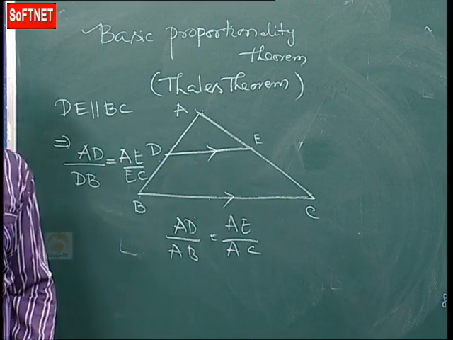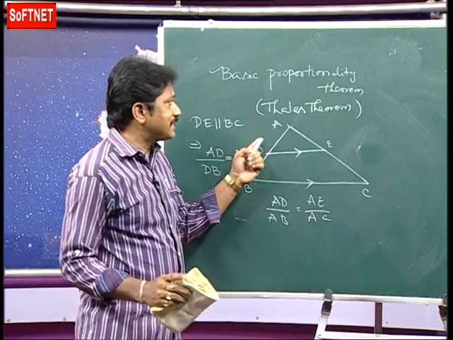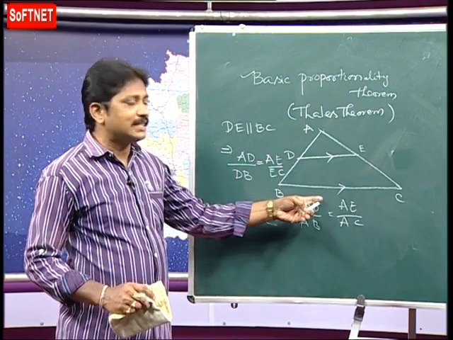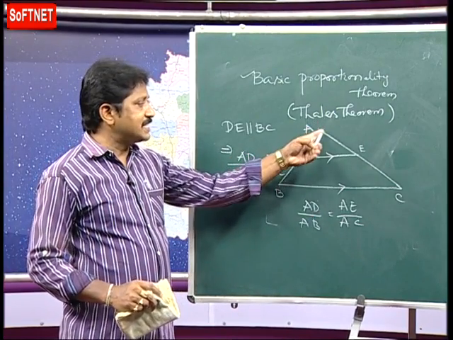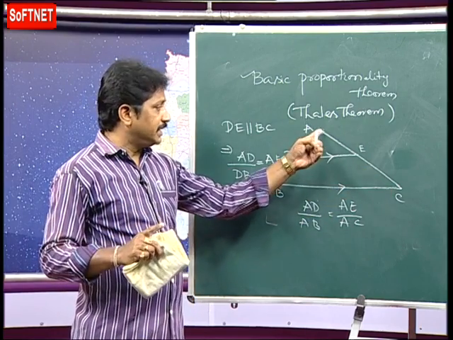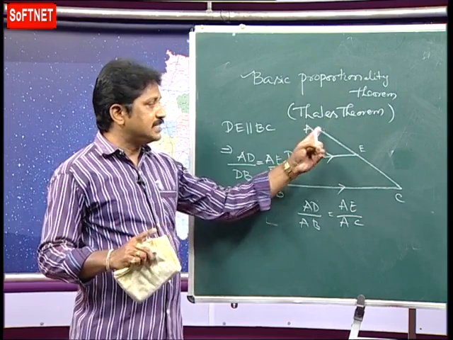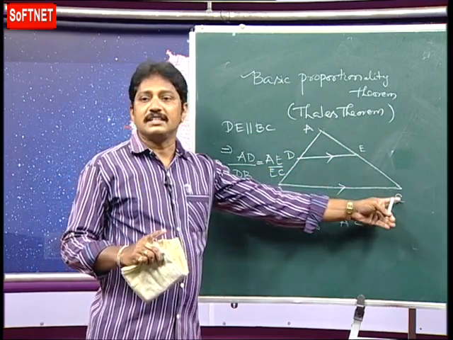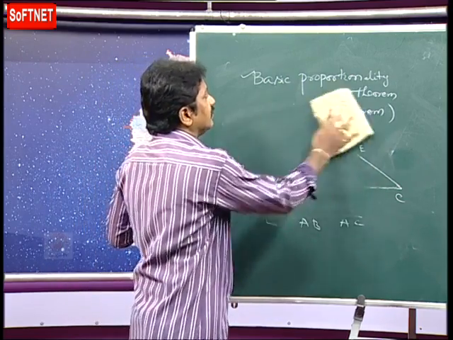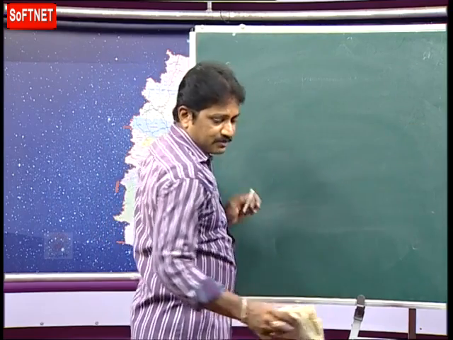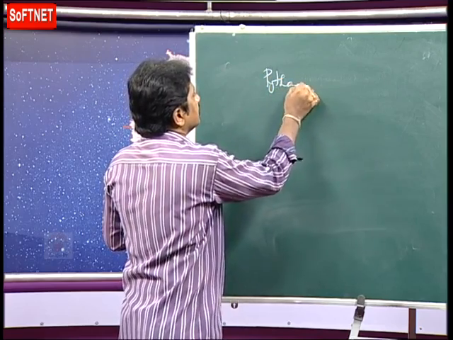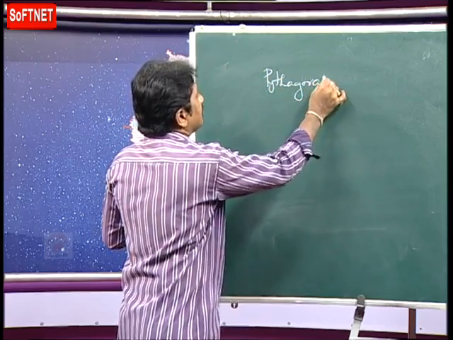Now we are going to the next one. Once again, before going on, what is the basic proportionality theorem? The line drawn parallel to one side divides the remaining two sides in proportion, meaning the same ratio. AD by DB is equal to AE by EC. This is called the basic proportionality theorem. Okay, now coming to the next one, you know the Pythagoras theorem.